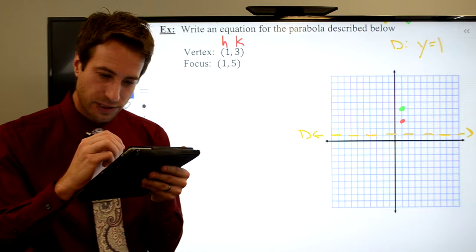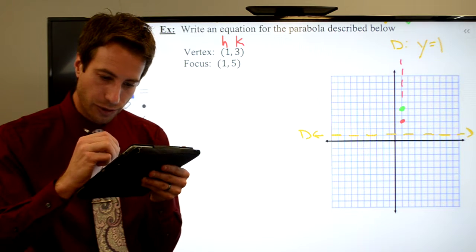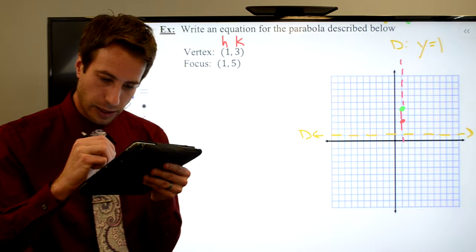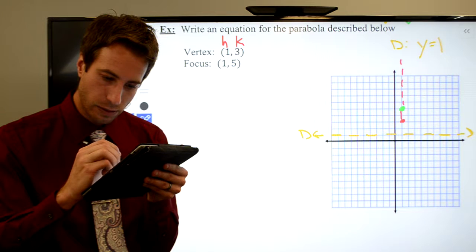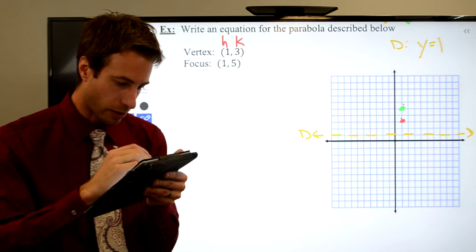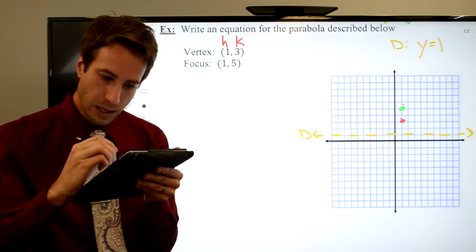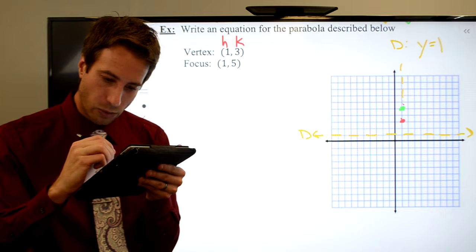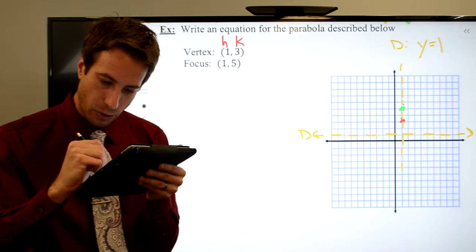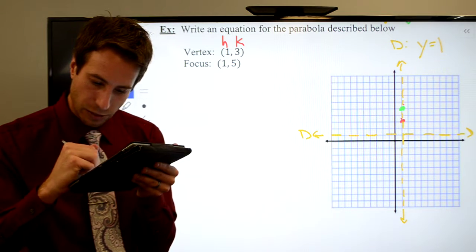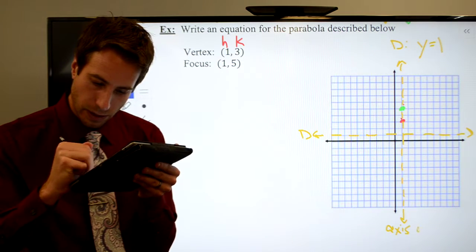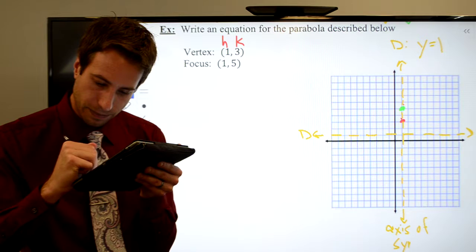My axis of symmetry runs through the focus. Oh, I shouldn't have done it in red. I'll do it in the same color, yellow. My axis of symmetry runs right through that focus, right through that vertex. So there's my axis of symmetry right there.